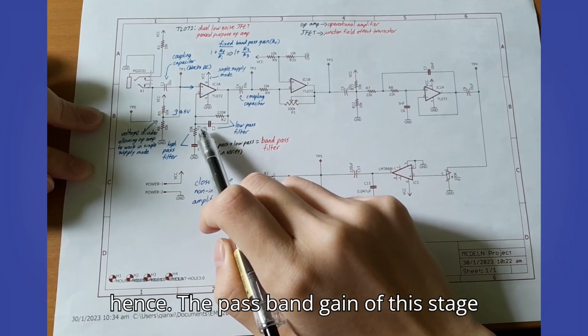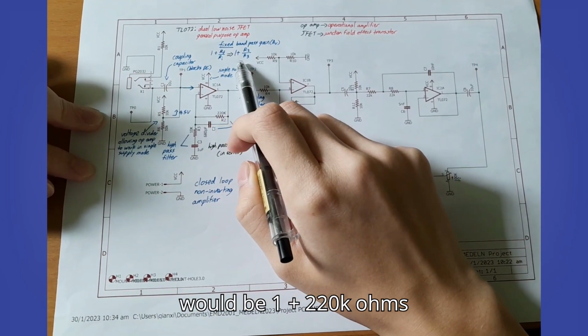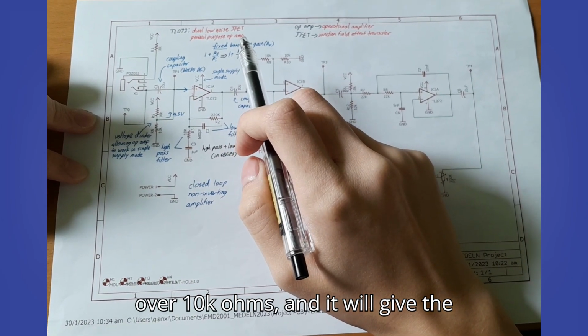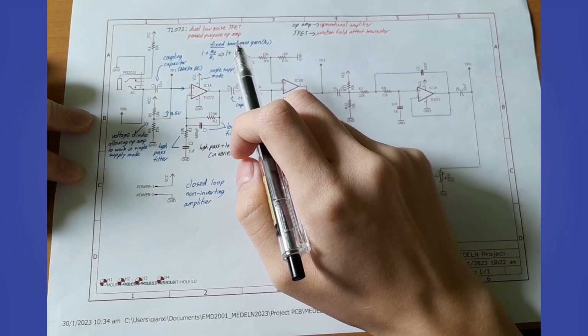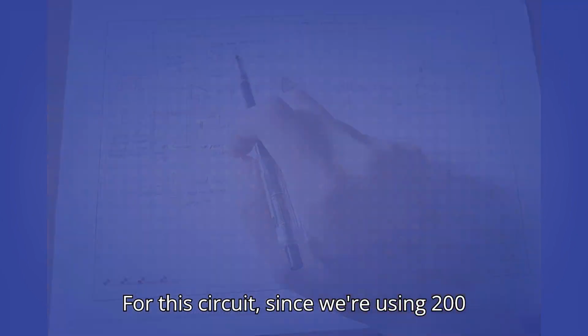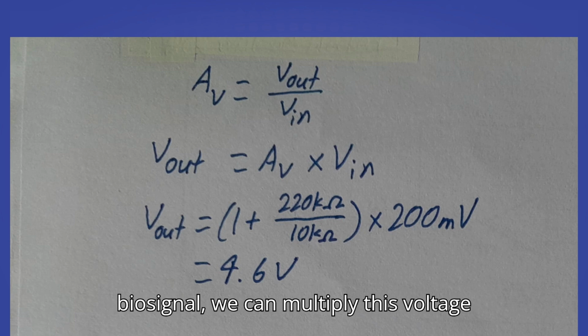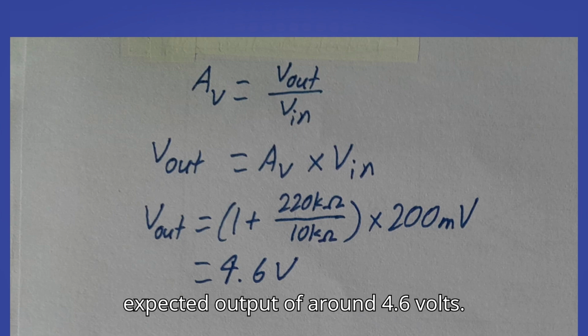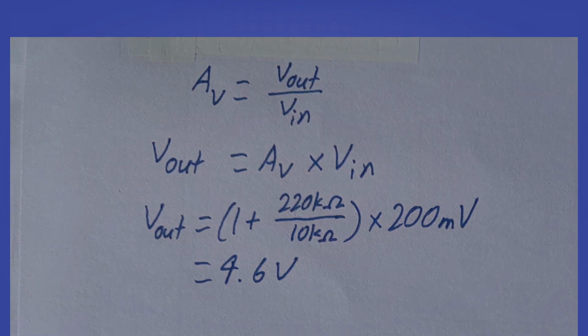Hence, the passband gain of this stage would be 1 plus 220 kilo ohms over 10k ohms, and it will give the voltage gain of 23. For this circuit, since we're using 200 mV peak to peak to represent the biosignal, we can multiply this voltage by the voltage gain of 23 to obtain an expected output of around 4.6 volts.